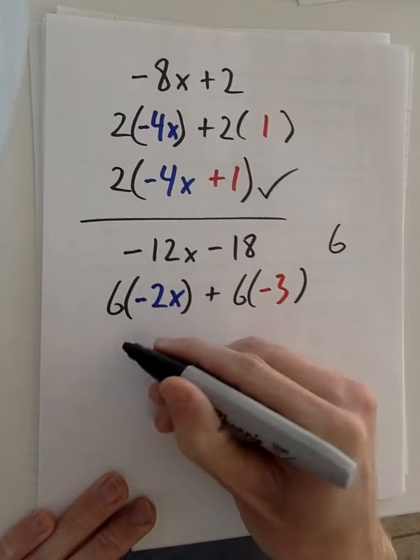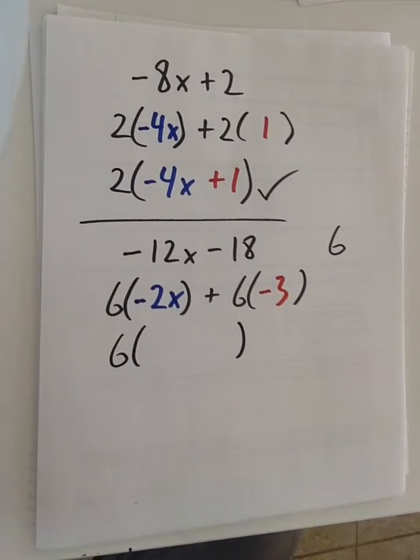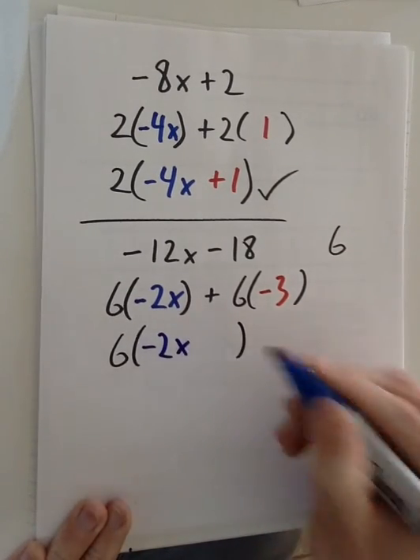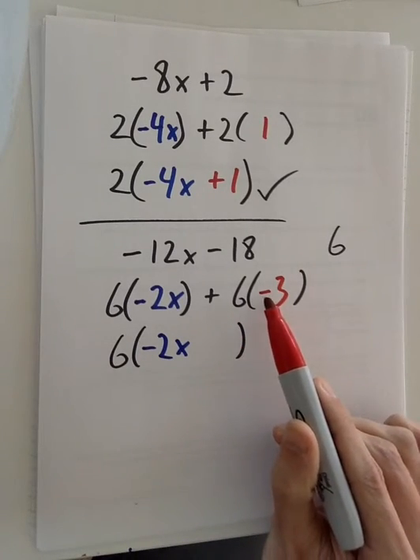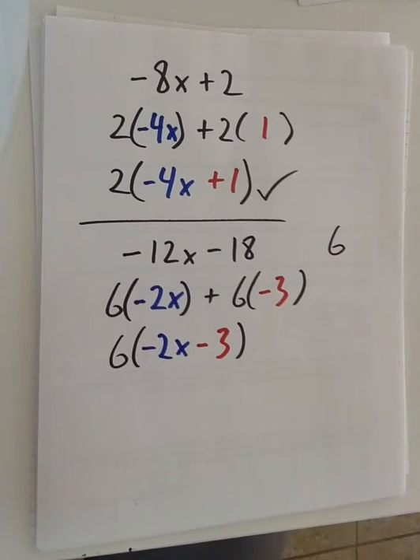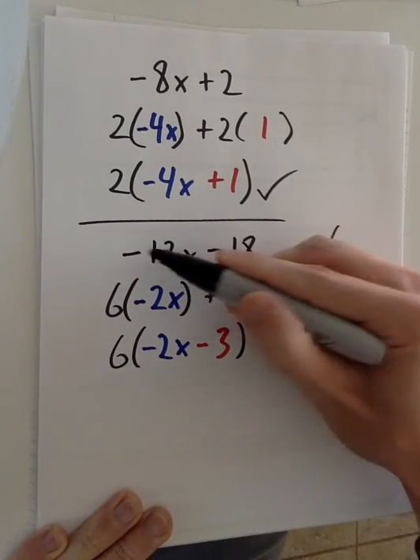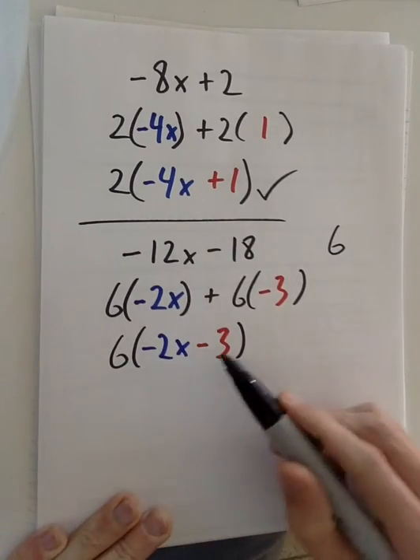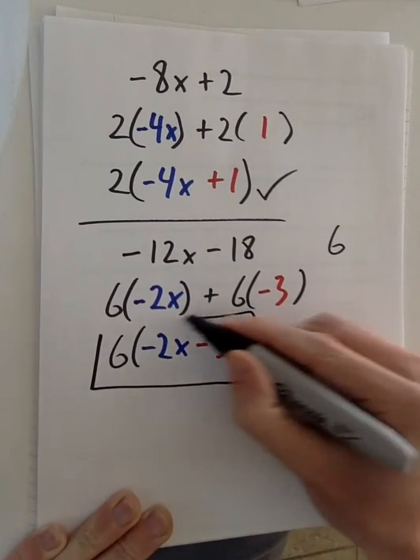Now we can write it all in one set of parentheses. 6 times negative 2x. And here, it's plus negative 3, which is really just going to be negative 3. Adding a negative is just negative 3. And there we go. We can double check to make sure 6 times negative 2x is negative 12x, and 6 times negative 3 is negative 18. So we are all good, and that is our answer.